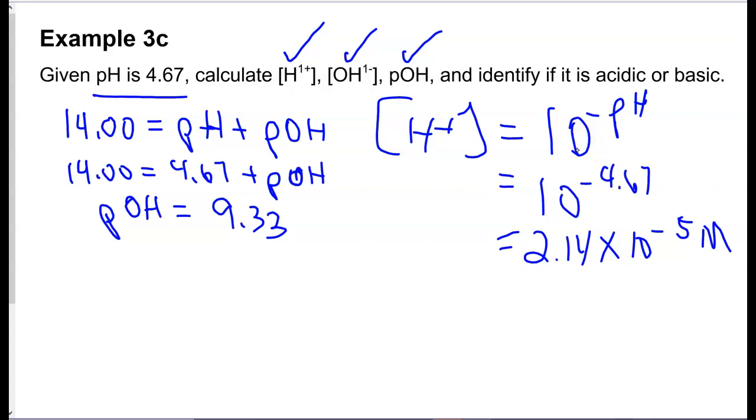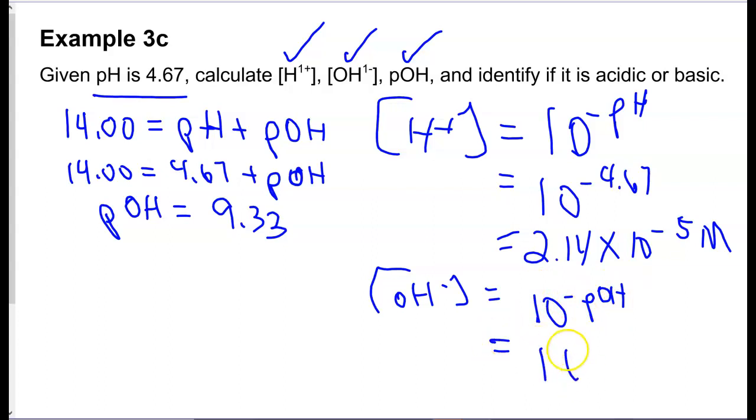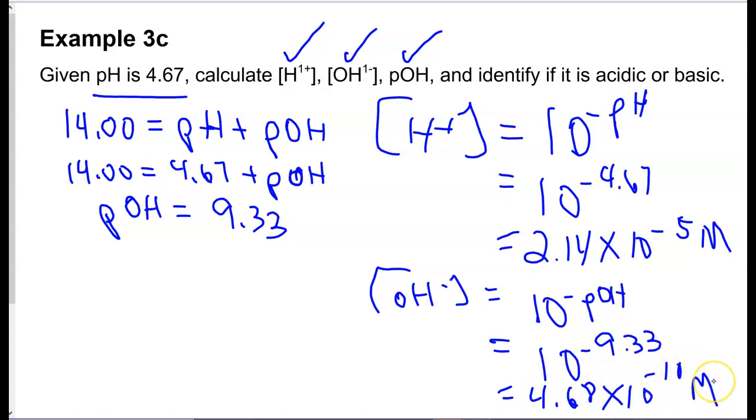Now there's several ways that we could go about doing this next one. We could use 1.0 times 10 to the negative 14th equals H plus times OH minus. I like to go ahead and do OH minus equals 10 to the negative pOH. So in this case, 10 to the negative 9.33. This is just one method. You could have done the other method I mentioned a moment ago. I'm going to take negative 9.33 and hit second log, and I get, for my OH concentration, 4.68, rounding to two places past the decimal, not following sig figs, times 10 to the negative 10th.